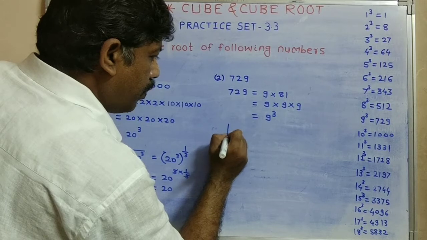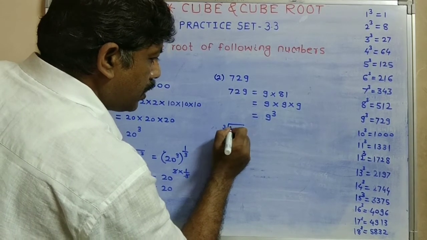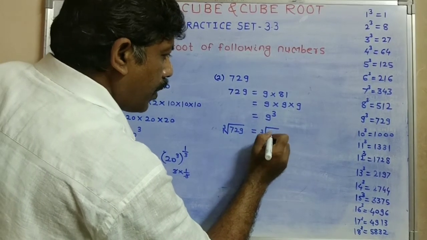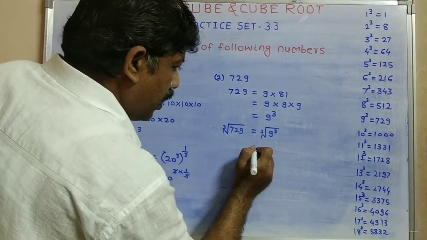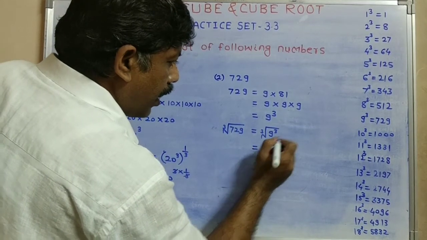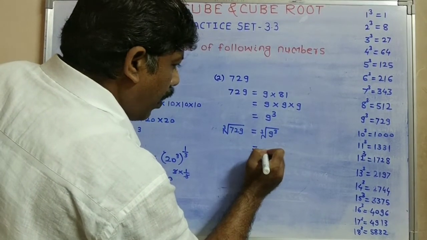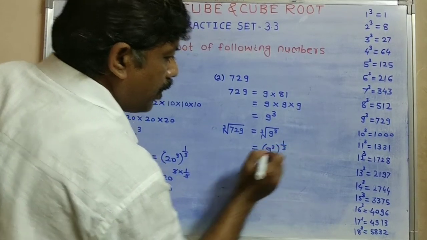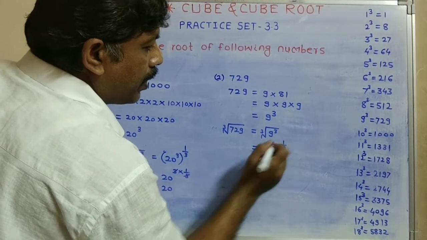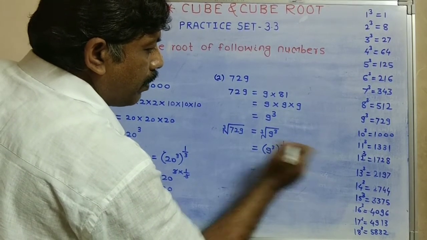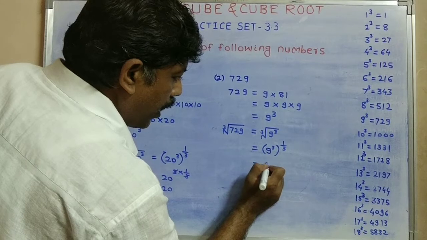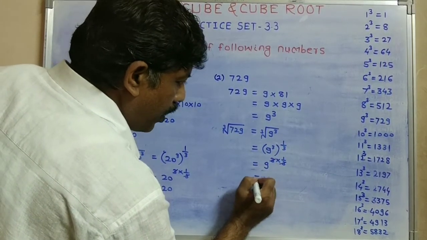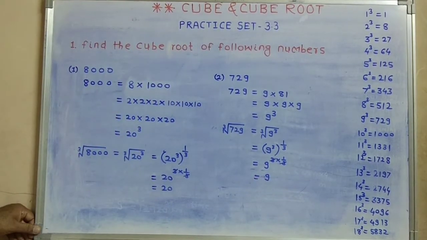Now I am taking the cube root of which number? Cube root of 729 will be equal to cube root of 9 cube. It can be written directly as 9, or you can take it as 9 cube to the power 1 upon 3. You know that a to the power m to the power n is equal to a to the power m multiplied by n. Therefore, you can write here 9 to the power 3 multiplied by 1 upon 3. This is the answer. Therefore, you will get the value equal to how much? 9.